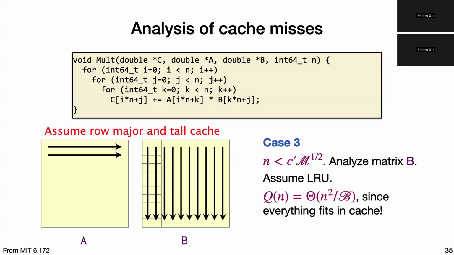For A, here we're assuming that they're all n by n, so A would also be n squared over b.